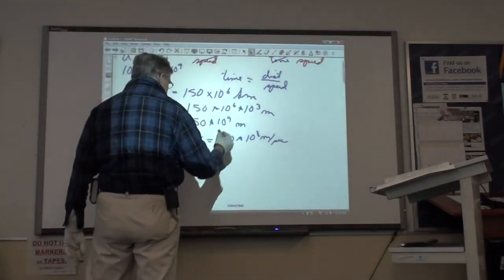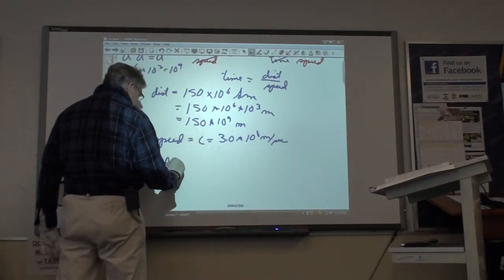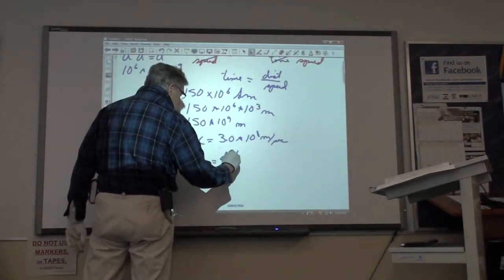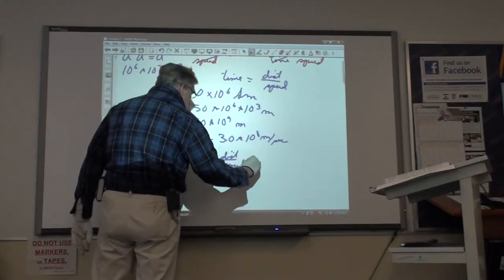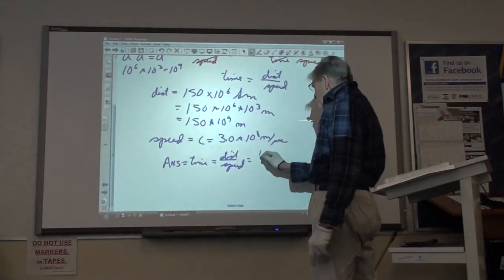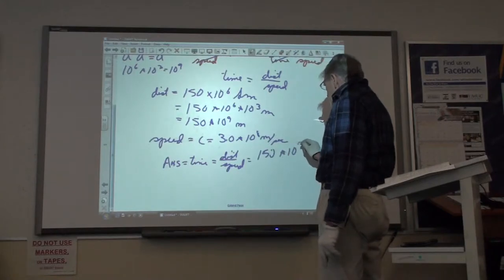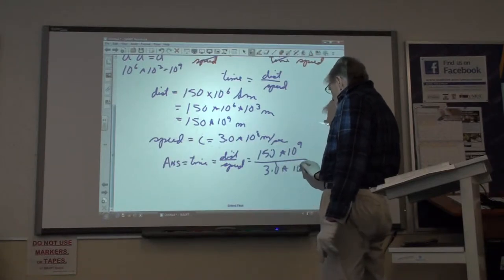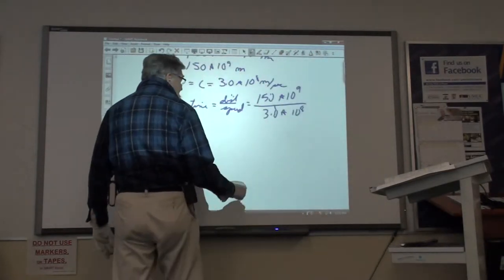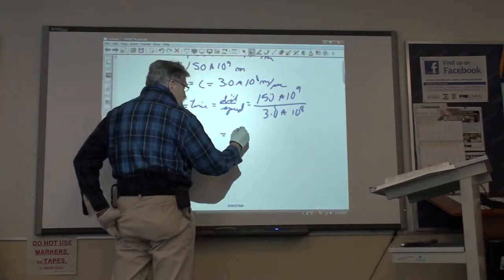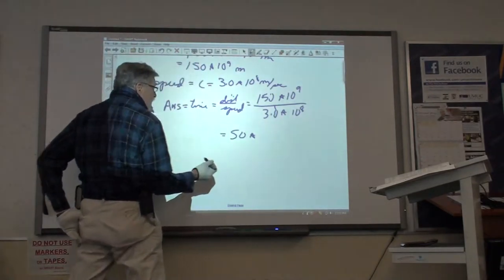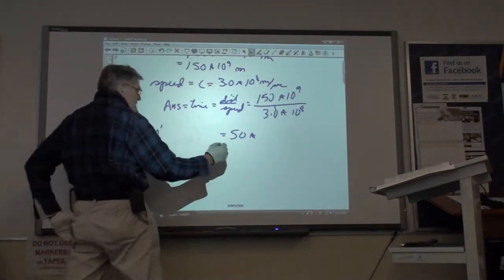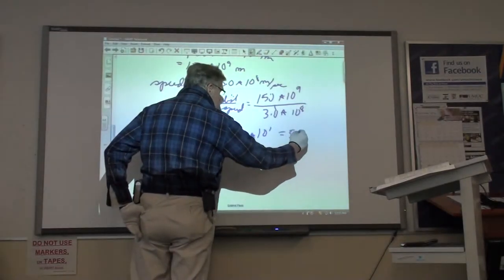Now our time, the answer to the problem, equals distance over speed. So it is equal to 150 times 10 to the 9th divided by 3.0 times 10 to the 8th. Now, first we divide the numbers. 3 into 150 is 50. And now we have powers of 10 again to divide. 10 to the 9th over 10 to the 8th is 10 to the 1st. So it's times 10 to the 1st. So the answer is 500 seconds.